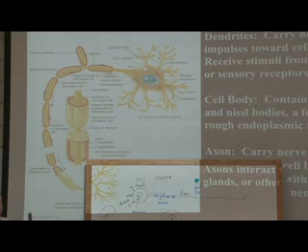Is there a specific name for the disease? Pardon? Is there a specific name for the disease? Yes.